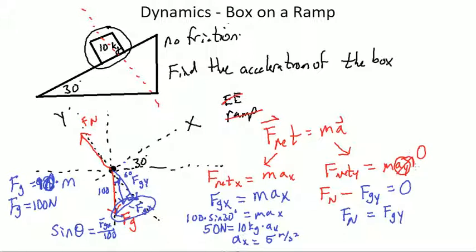We already knew ay is 0, so here's the answer to our problem. Find the acceleration of the box: 5 meters per second squared. That is how you approach any sort of problem like this. You're dealing with forces and you want to find acceleration.